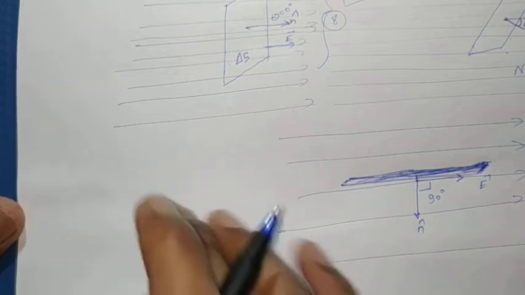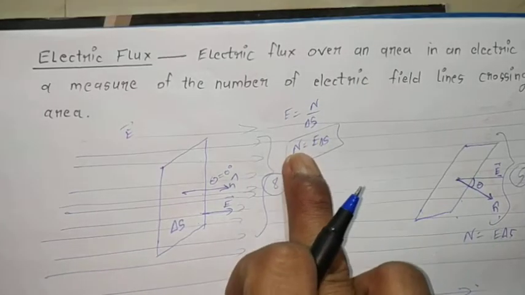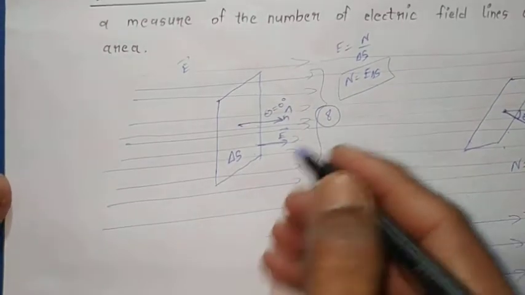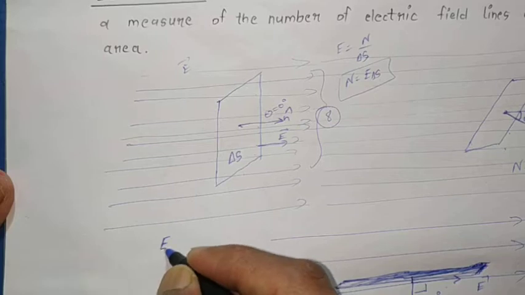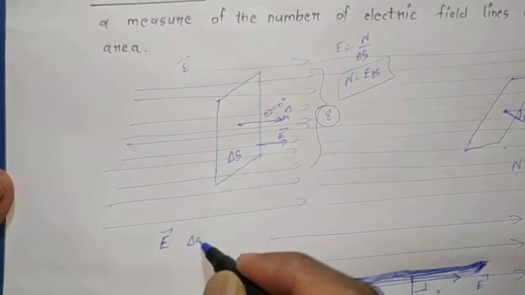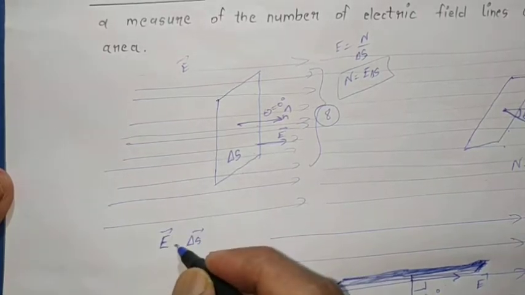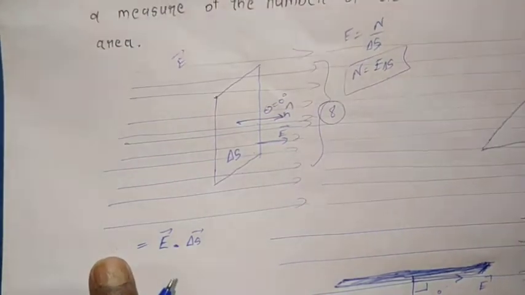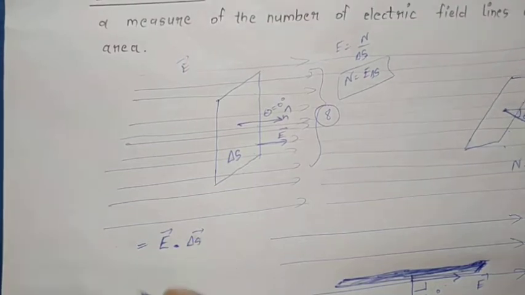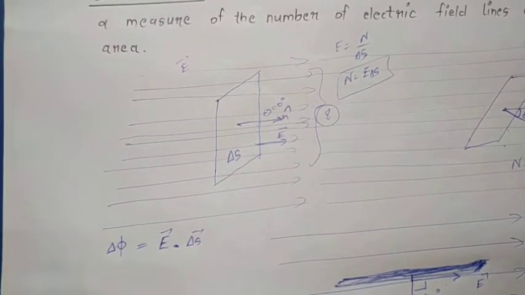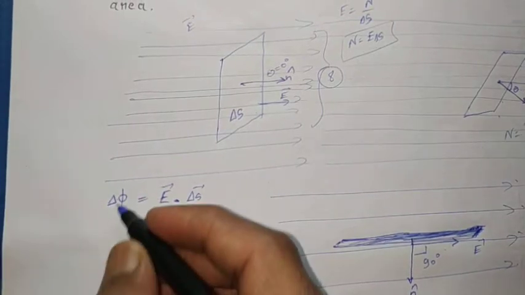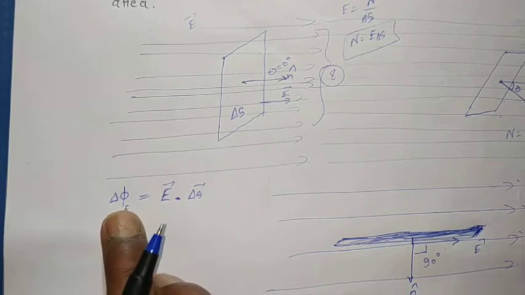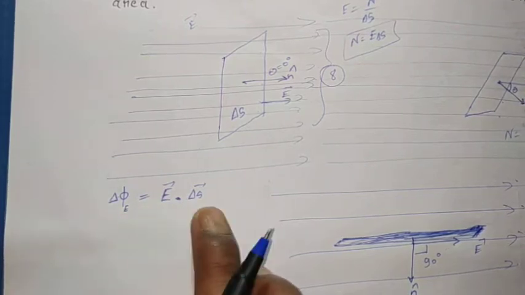If I say the total flux, since field lines are counted like this, flux is counted like this, E into delta S. Now we will use vector E and vector delta S. Dot product is equal to the flux. Now I am showing this flux with a quantity delta phi. This delta phi, if you want to write it like this, delta phi E, electric flux. Electric flux is the dot product of E and delta S.